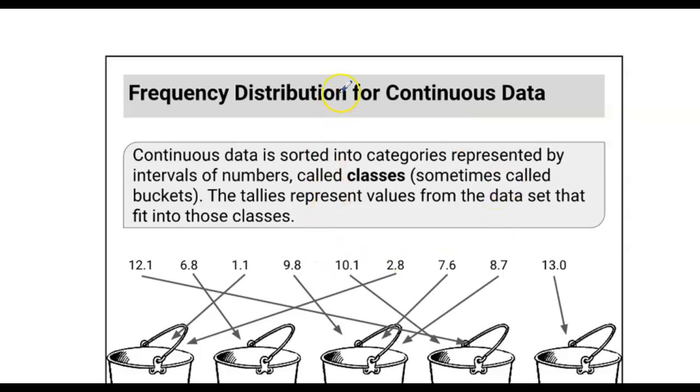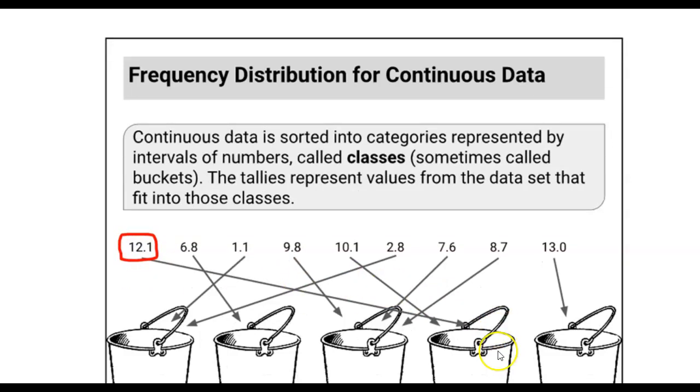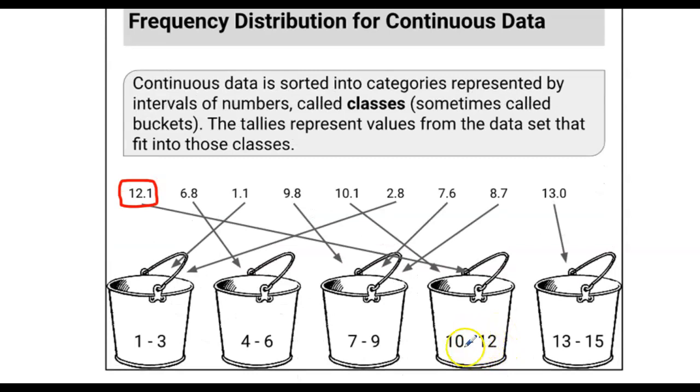So what's going to take place is that for every piece of data that you collect, you're going to say this piece of data is between here and here. And then based on that, you're going to put it into a bucket. Now this bucket is all the numbers from 10 to 12. This bucket is all the numbers from 13 to 15. This is all the numbers from 7 to 9.